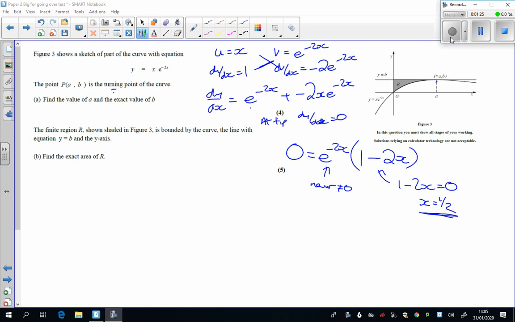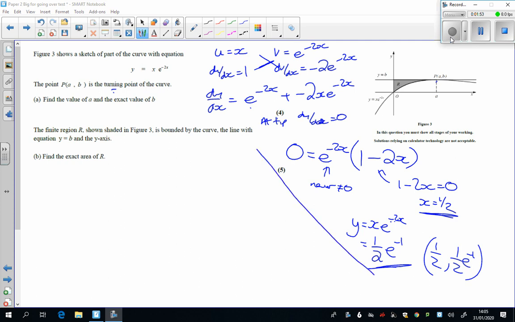We also need to find out what the y value is. Y equals x e to the minus 2x, so that's a half, e to the minus 2 times a half, e to the minus 1. So the coordinates of that maximum point are half and a half, e to the power of minus 1, or 1 over 2e, of course, there. Part A done.